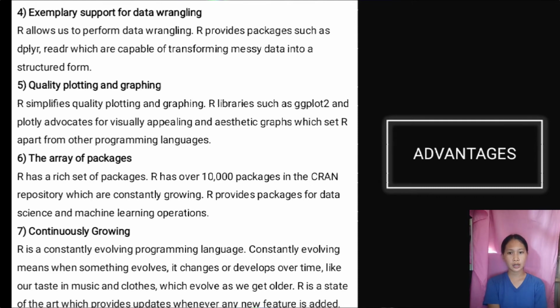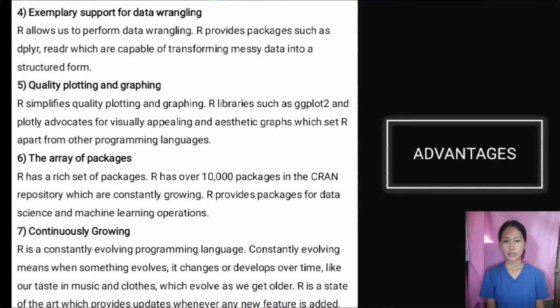CRAN, or the Comprehensive R Archive Network, has more than 10,000 different packages and extensions that help solve all sorts of problems in data science. High quality interactive graphics, web application development, quantitative analysis, or machine learning procedures, there is a package for every scenario available. The last one is continuously growing.